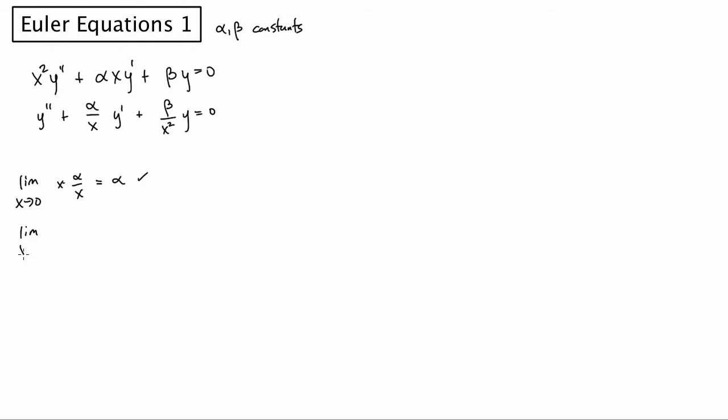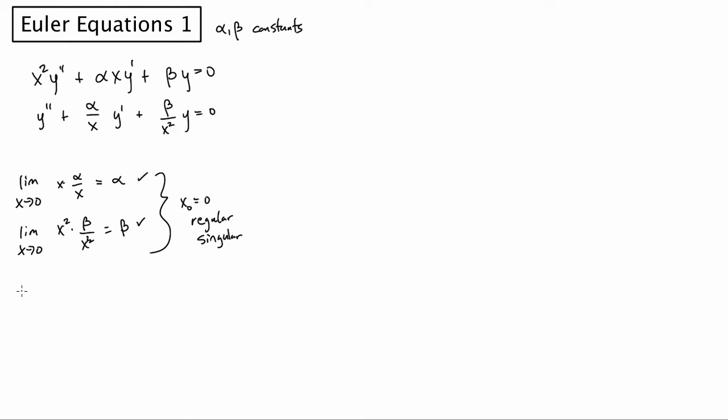Let's look at the other one. If you look at the limit as x goes to 0 of x squared times beta over x squared, then that is just the constant beta. Because of that, these two conditions together say that if I want to expand my solution about the point x naught equal to 0, then that would be a regular singular point. So this is the first singular point equation that we've looked at. In fact, it's the simplest singular point equation there is.